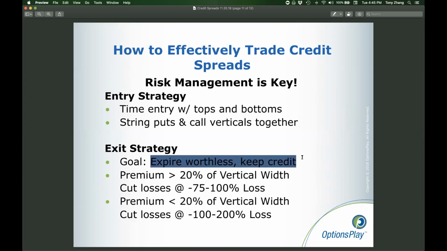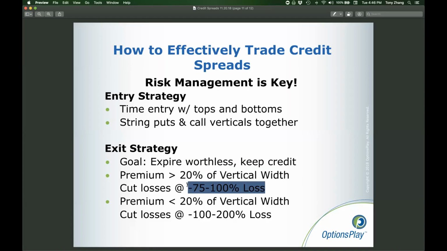However, when it comes to cutting losses, this is really where it depends. And it depends on how much premium you're receiving with respect to the vertical width. We talked about trying to collect 1/3 of the vertical width. So if you're collecting anything greater than 20%, or 1/5, of the vertical width, you want to cut your losses when you've lost anywhere from 75 to 100% of the credit that you've received.